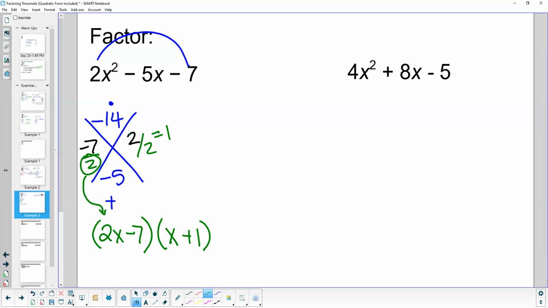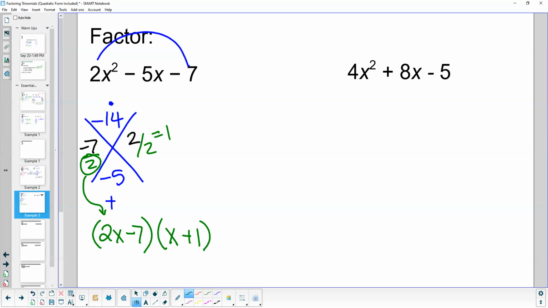So what I want you guys to do is try this next example on your own. So we'll take a moment to pause the video, let you try it out. After you've finished, or most of you have finished, unpause the video and go ahead and check with me.